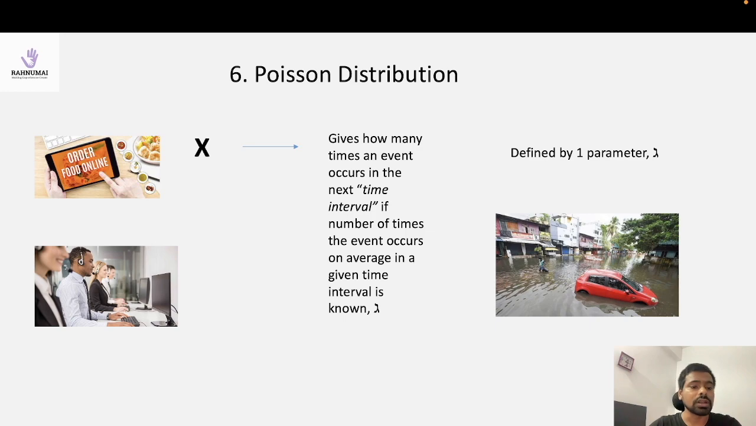Another example is the call center. The call center may be interested in knowing how many customer calls are going to occur in the next 1 hour. Similarly, it would be interesting to know how many times a flood might occur in the next 10 years. These are examples of scenarios where the Poisson distribution is used to model it.